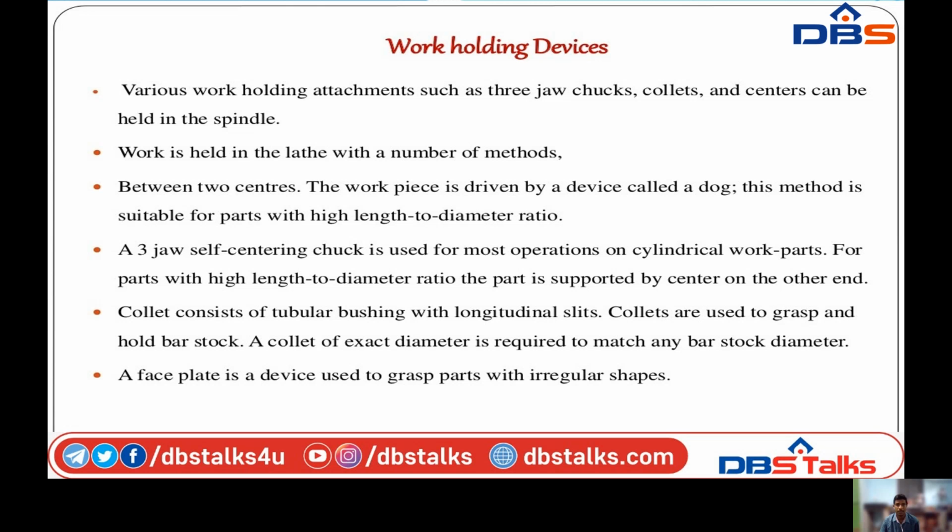Work is held in the lathe by a number of methods, such as between two centers. The workpiece is driven by a device called a dog. And coming to chucks, there are two classifications: three jaw chuck and four jaw chuck.